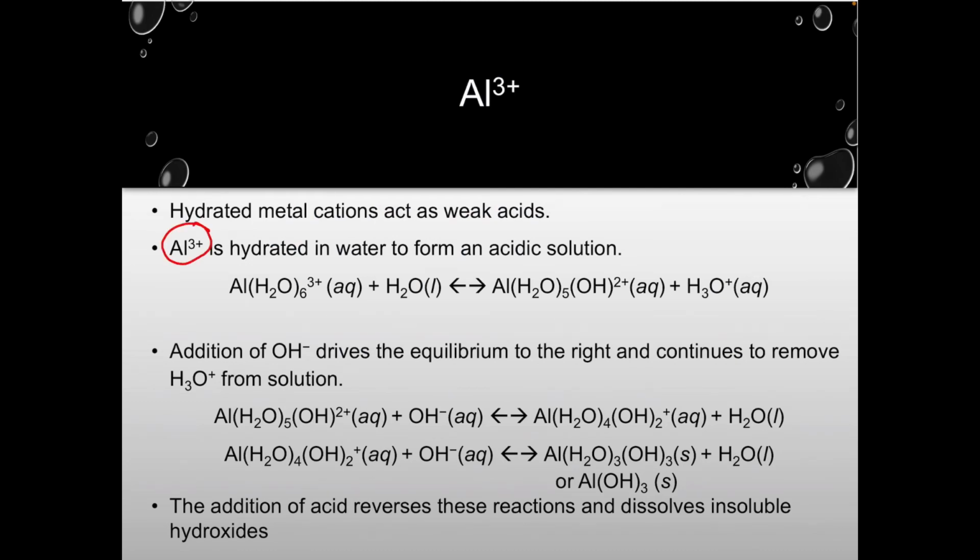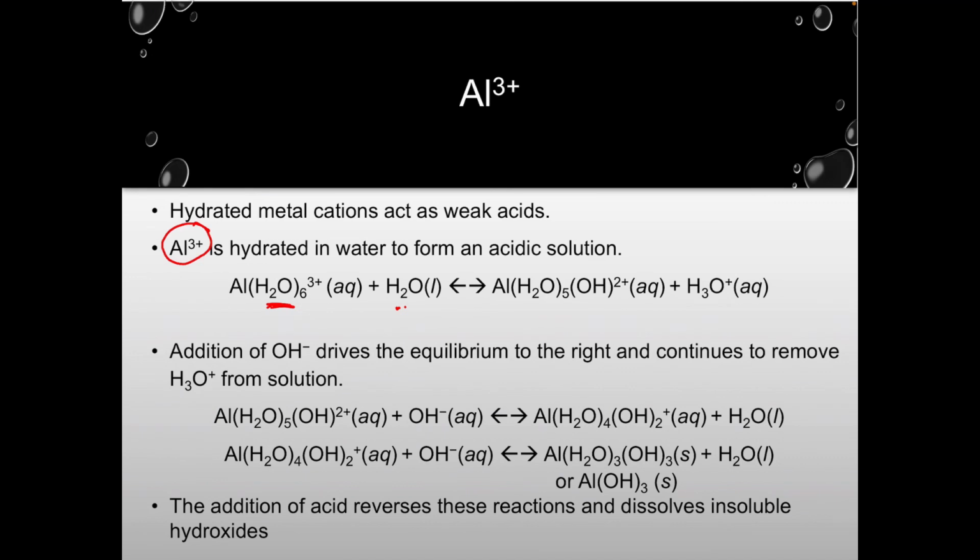Aluminum, again, doesn't float around as aluminum, right? They're always going to be hydrated. All cations are going to be hydrated in water. And so it has 6 attached to it. This, again, you can look up on one of those tables. Okay, and so if it reacts with water, it will act as an acid.